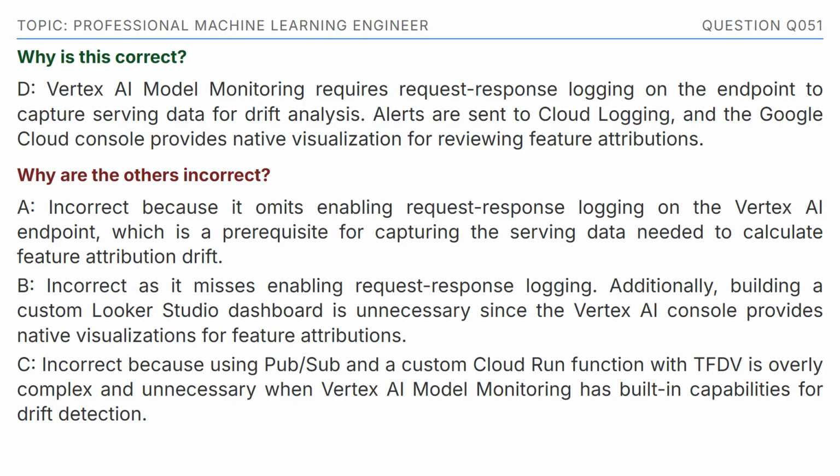Why are the others incorrect? A. Incorrect because it omits enabling request-response logging on the Vertex AI endpoint, which is a prerequisite for capturing the serving data needed to calculate feature attribution drift. B. Incorrect as it misses enabling request-response logging. Additionally, building a custom Looker Studio dashboard is unnecessary since the Vertex AI console provides native visualizations for feature attributions. C. Incorrect because using Pub/Sub and a custom Cloud Run function with TFDV is overly complex and unnecessary when Vertex AI model monitoring has built-in capabilities for drift detection.